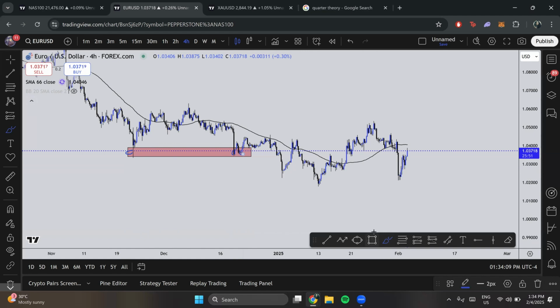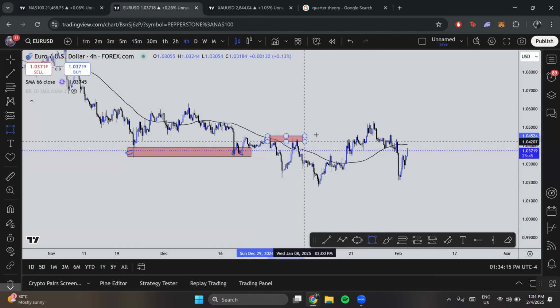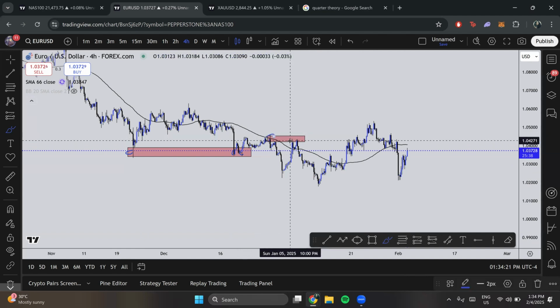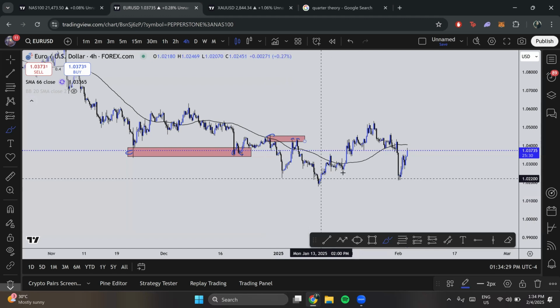So with resistance, it will be the opposite of this. So this is an area of resistance right here, where the market had one, two, three, more than two touches to go downwards. And we could go on and on and find more examples of this.